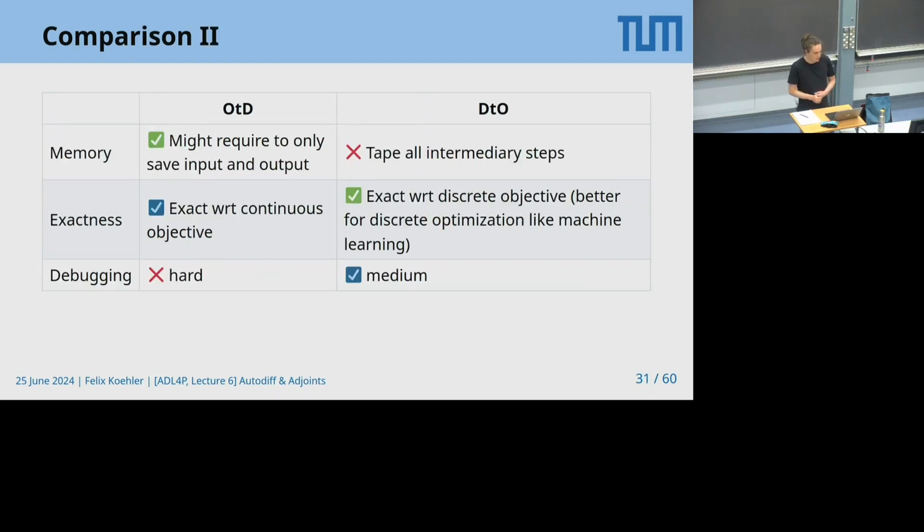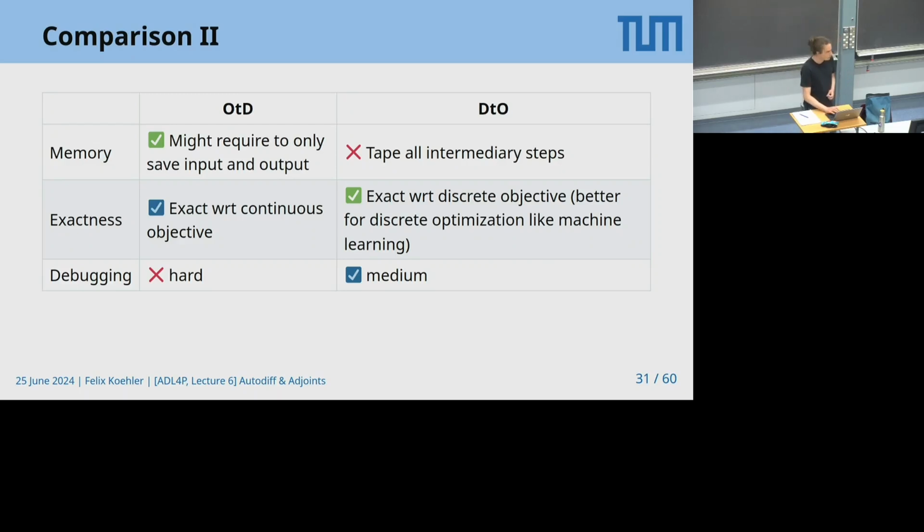A second way to compare these two approaches is in terms of memory. We already said that the higher the level of abstraction you go, the less you have to tape in reverse mode. And this is also usually why people escape to higher levels. There are a lot of performance tricks you can do to really reduce the memory footprint. Whereas, of course, in the worst case for DTO, you need to tape all intermediary steps, although there are also some techniques to reduce that.